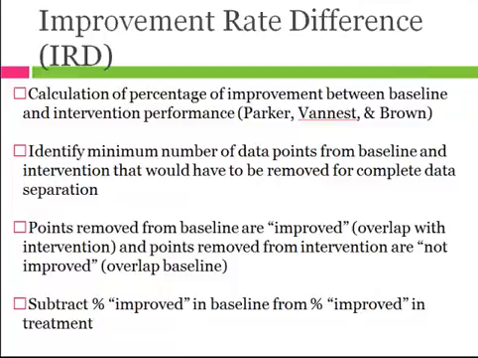This can be calculated by looking at the percentage of improvement between baseline and intervention performance. What you have to do, and the second point is key here, is identify the minimum number of data points from baseline and intervention that would have to be removed for complete data separation. That means that there would be no overlap between the two phases. The points removed from baseline are called improved because they overlap with intervention, and the points removed from intervention are called not improved because they overlap baseline. So what you do is you subtract the percent improved in baseline from the percent improved in treatment. So that's a little confusing. Let's take a look at an example.